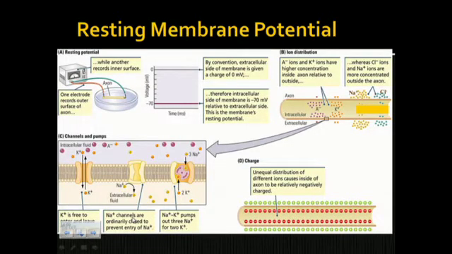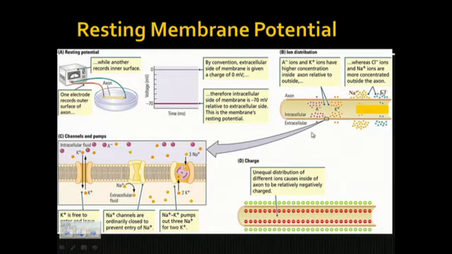So the first thing that we need to talk about is your resting membrane potential. And that is the difference between the voltage or the polarity between the extracellular side and the intracellular side of a neuron or parts of a neuron. Okay? So there's different things that make up and determine this polarity.